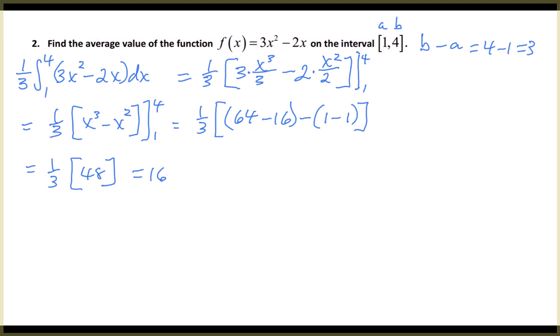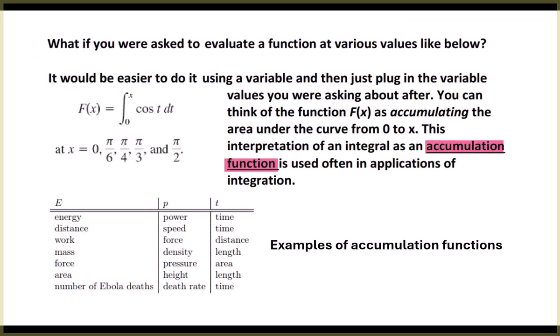Now, what does that mean? Where did we get the 1/3? It was 1 over b minus a. Yeah, I remember that. What does that mean? 16. That means if I took that function with all of its twists and turns, the average value of f of x is 16. Okay, so there's the average idea.